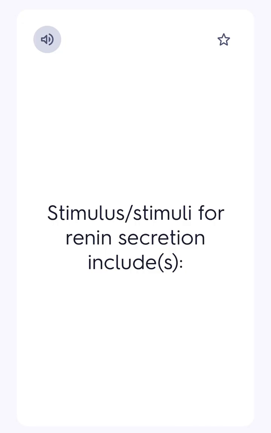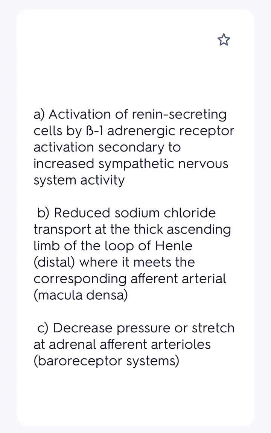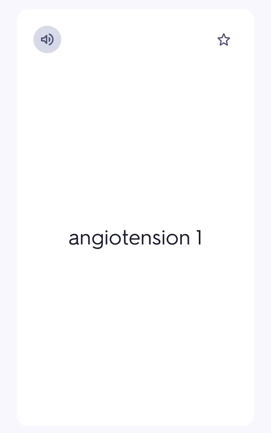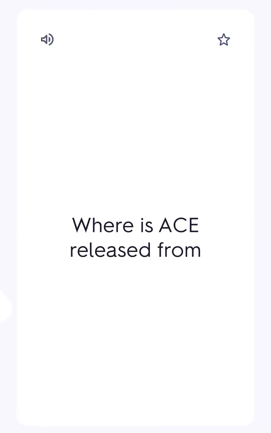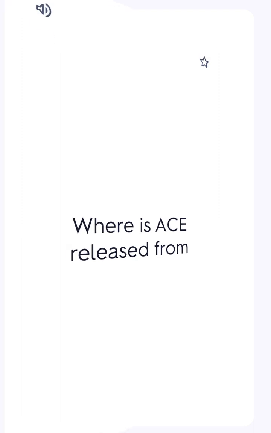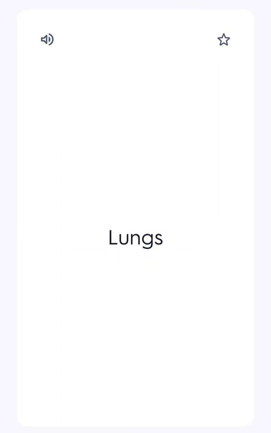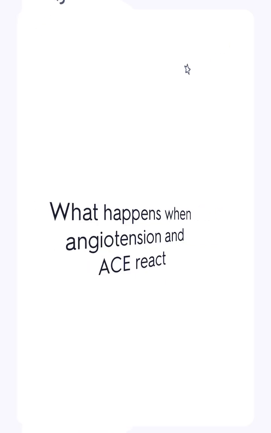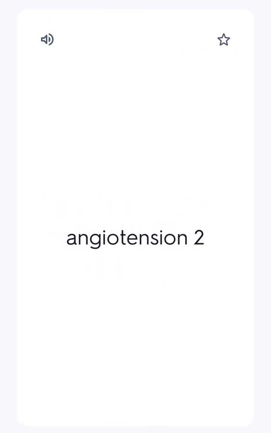Stimulus/stimuli for renin secretion include... What happens when renin and angiotensinogen react together? Angiotensin 1. Where is ACE released from? Lungs. What happens when angiotensin 1 and ACE react? Angiotensin 2.